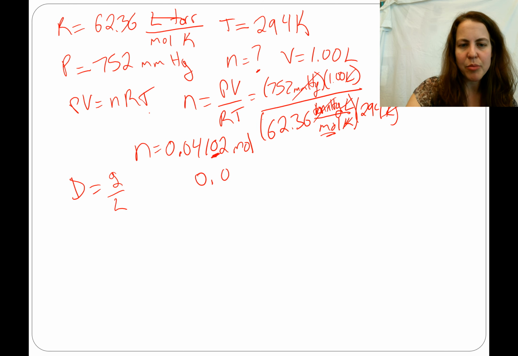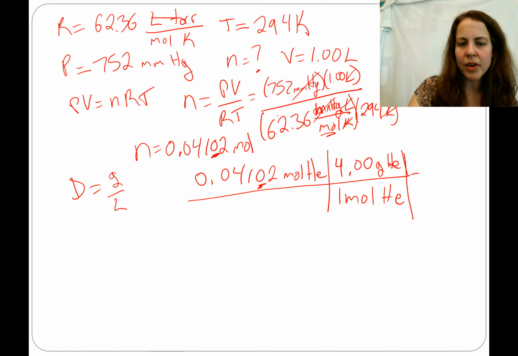Okay, so I've got 0.04102. Again, that 0 is our last significant digit. Moles of helium. And then we look up on the periodic table the mass of 1 mole of helium, and that is going to be 4.00. Okay, plug and chug. I've got 3 sig figs over here, and 3 sig figs over here. So our mass will end up being 0.16488 if you don't round.